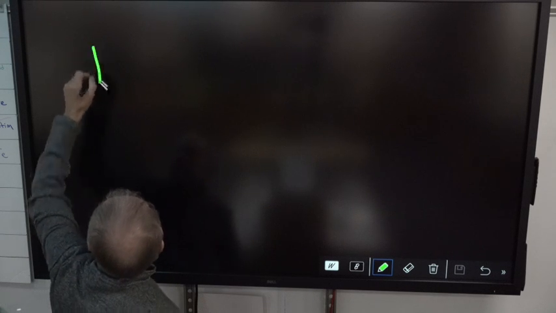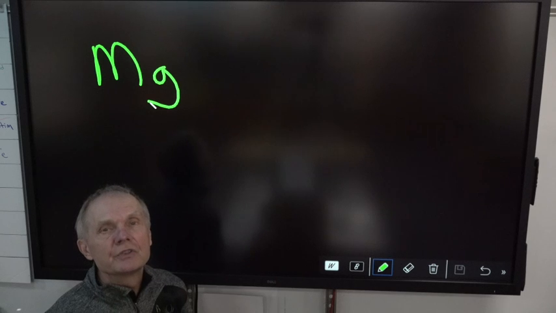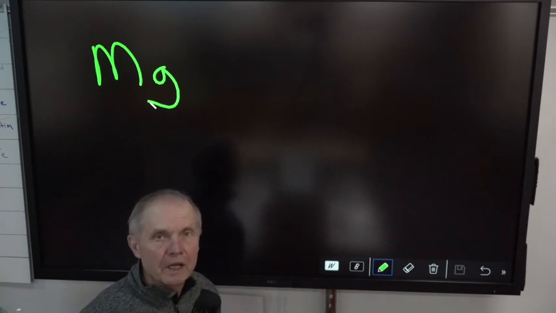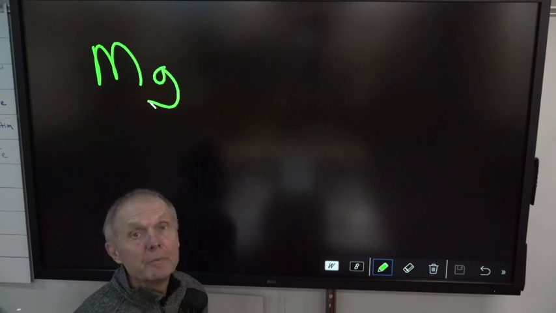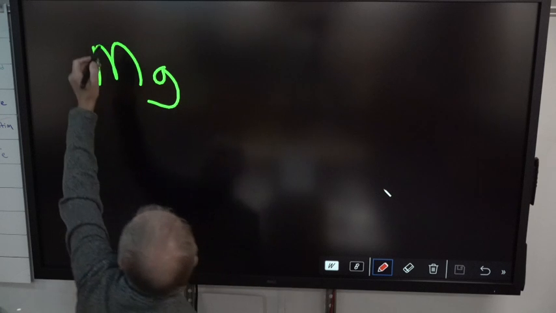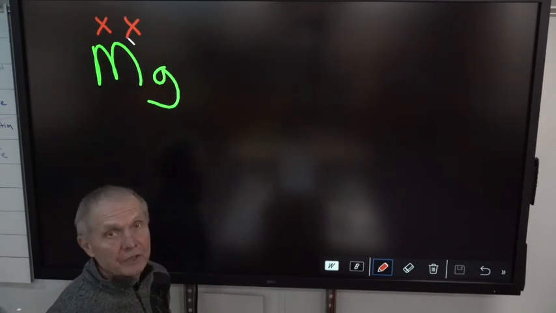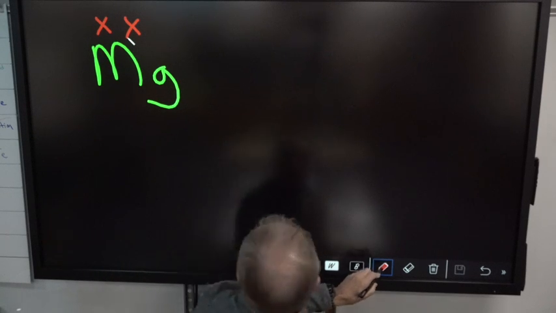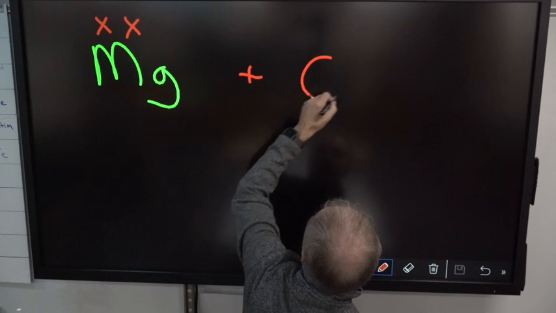So first thing, we're going to go magnesium. And magnesium is in group 2, which means it has 2 valence electrons, so it must lose 2 if it's going to go into a binary compound. So here, there's 1 electron, there's 2 electrons for magnesium. Now, plus oxygen.